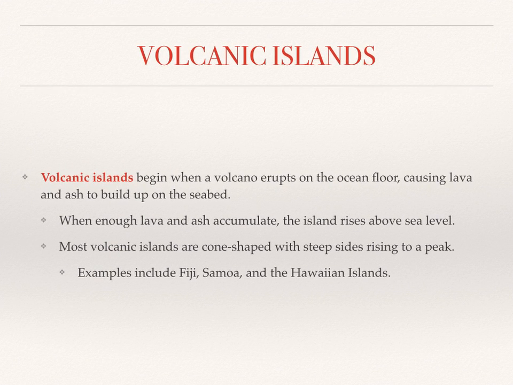Volcanic islands. Volcanic islands begin when a volcano erupts on the ocean floor. This causes lava and ash to build up over a long period of time on the seabed. And then once the lava and ash accumulate, eventually the island rises above the sea level. Most volcanic islands are cone-shaped, and they have steep sides that rise to a peak. Some examples are Fiji, Samoa, and the Hawaiian Islands.